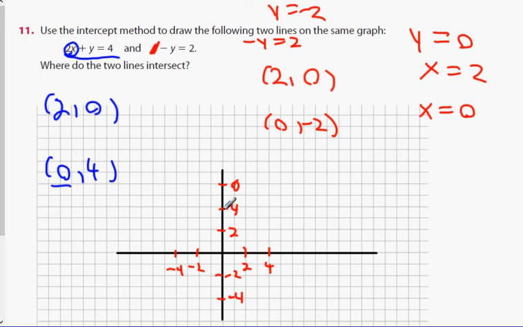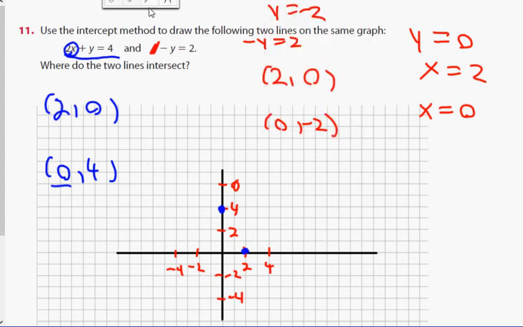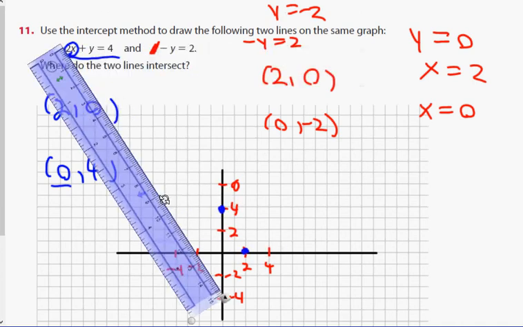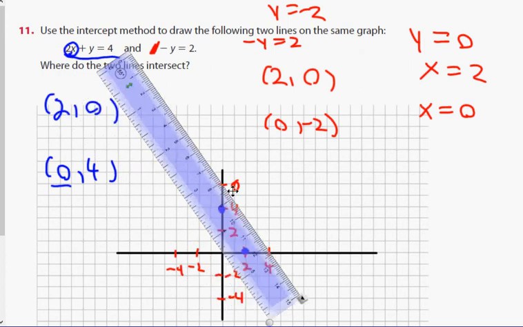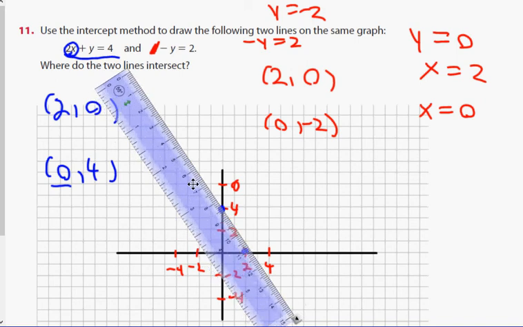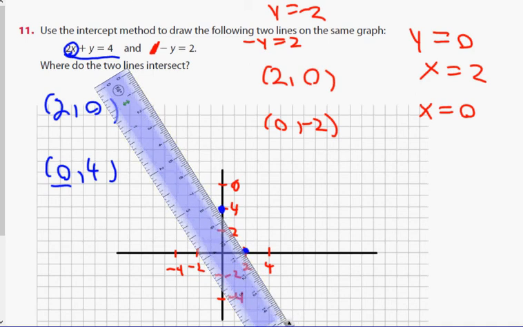First point is (0, 4). This is for the blue line, isn't it? And for the second blue point, it's (2, 0). Okay, and then what we can do with the blue line is, I should have a ruler handy. A ruler would be a better way of doing this. So I can just line them up. Alright, never mind. Just draw the blue line.